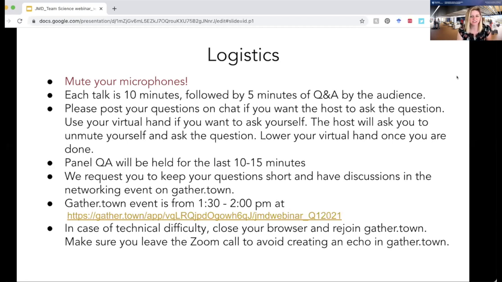First, a couple of logistics. One is please mute your microphones. Amy Susky, who's a helper for the journal, is going to go through and help us with that. So thank you, Amy, in advance, and for all of your logistical work before this. Each talk is 10 minutes, followed by 5 minutes of Q&A. Please post a question in the chat, and I will ask that question after each of the talks. And remember, there will be a panel Q&A after.